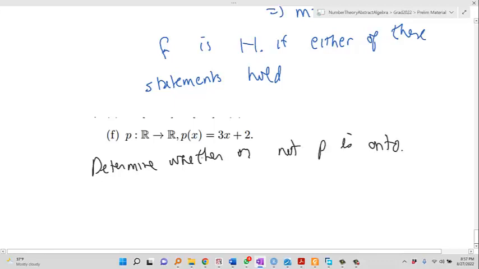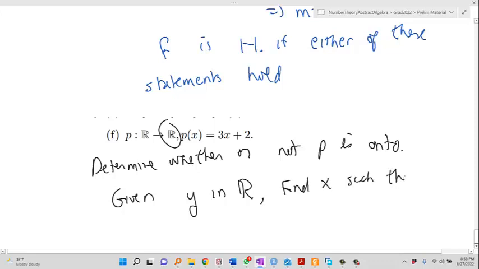To determine whether or not P is onto, I want to say: given y in the codomain, in this case the codomain is R, I need to find an x such that P of x is equal to y. So can I find an x such that P of x is equal to y?